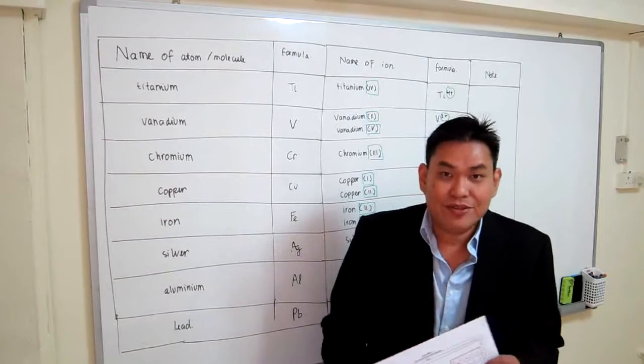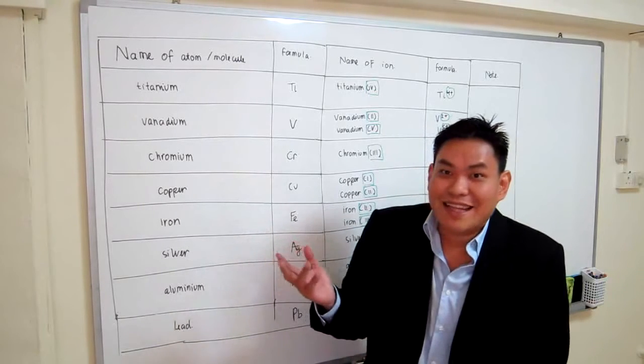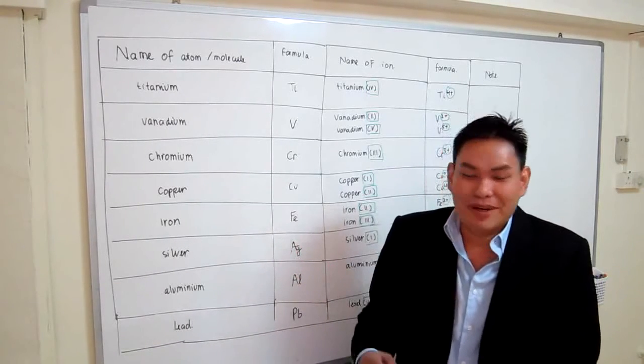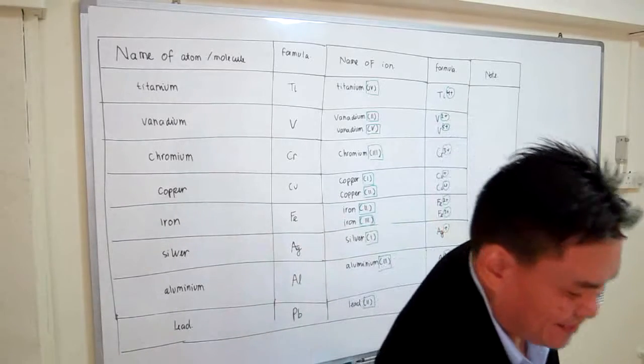The next video will show you the most complicated type of ions called polyatomic ions.